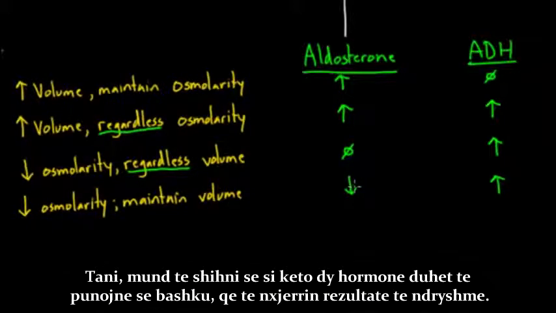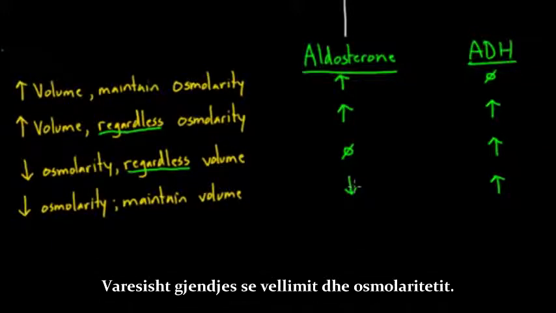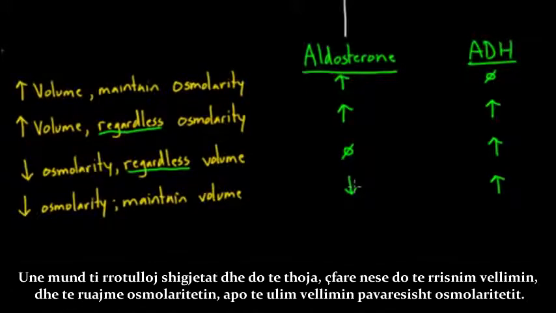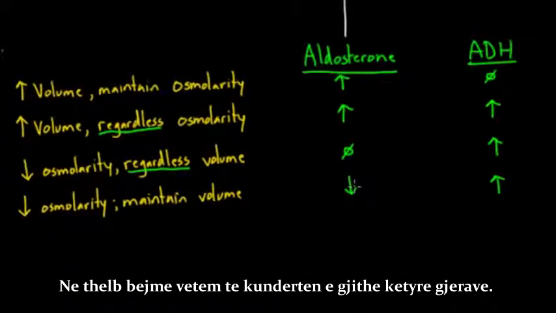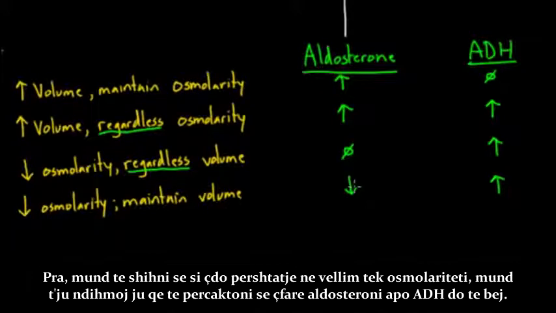So that would maintain your volume. Now, you can see how the two hormones basically have to work together to get the different outcomes, right? Depending on what your volume status is and what your osmolarity status is. And I could flip around all the arrows, right? I could say, well, what about decreased volume and maintain osmolarity, or decreased volume regardless of osmolarity? And you would basically just do the opposite of all these things. So you can see how really any tweak in volume and osmolarity can help you predict what the aldosterone and ADH will be doing.